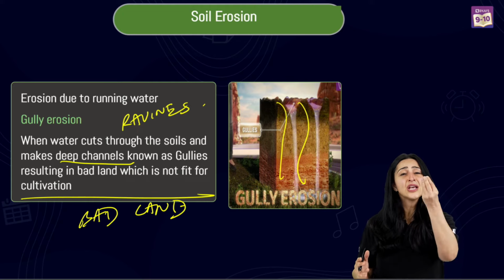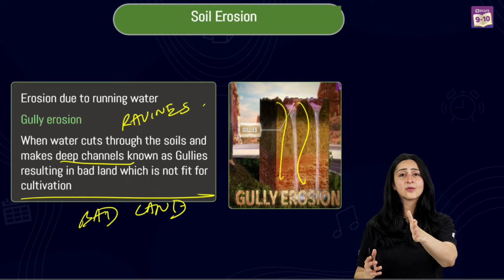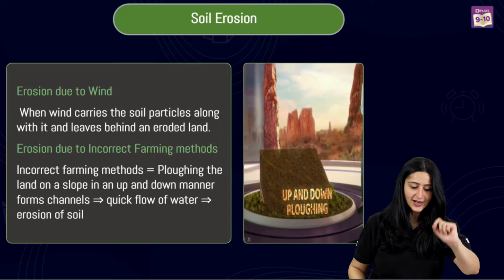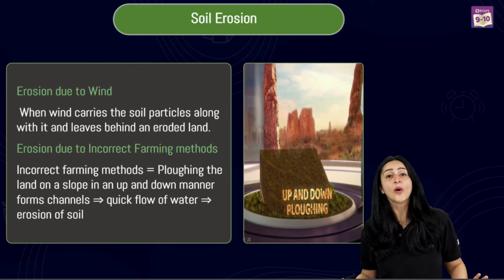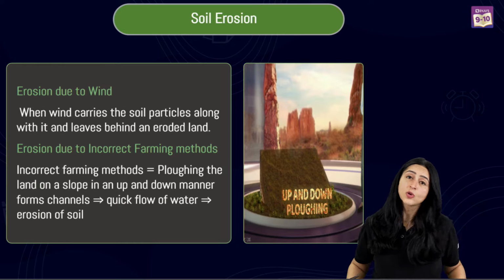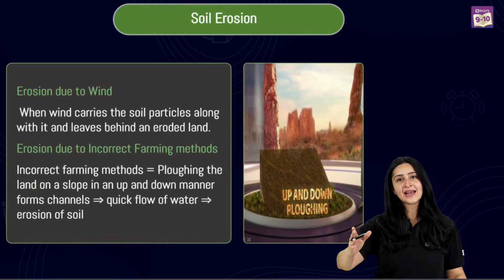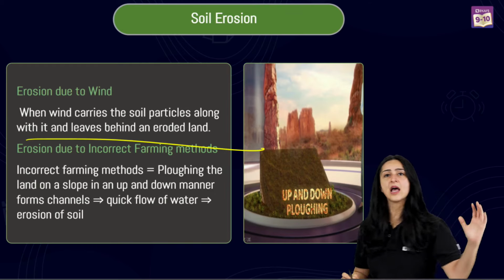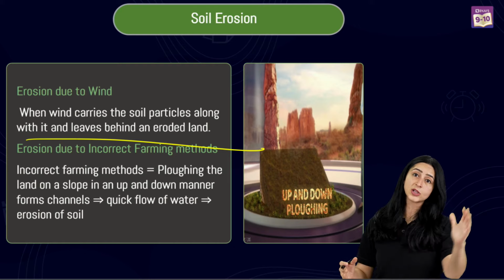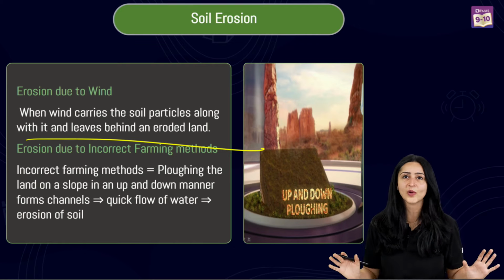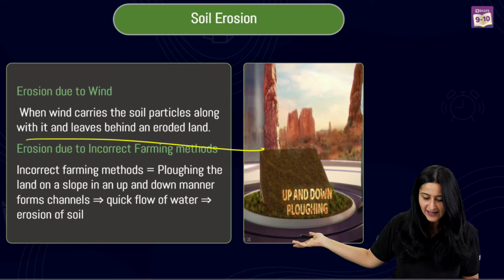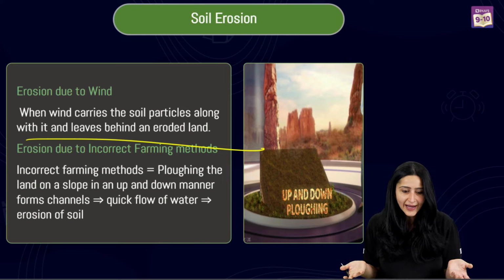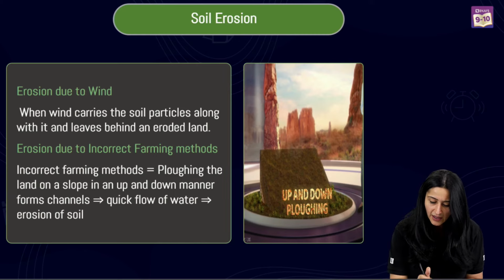If you think about it logically, sheet erosion gets removed in sheets, gully erosion forms gullies or channels or ravines, right? Okay. Now, let us go ahead and talk about soil erosion in terms of wind. So what happens in terms of wind? Well, we know that in arid areas you have fast moving winds that take lots and lots of soil with them, and that's how soil erosion happens. Right? So when wind carries the soil particles along with it, it leaves behind eroded land which we can't really do much with.